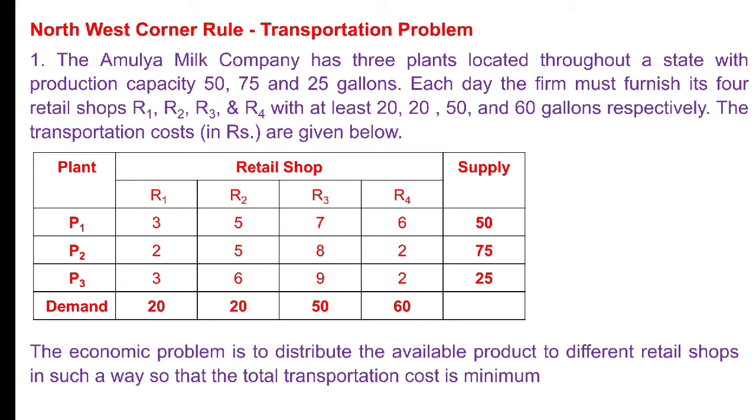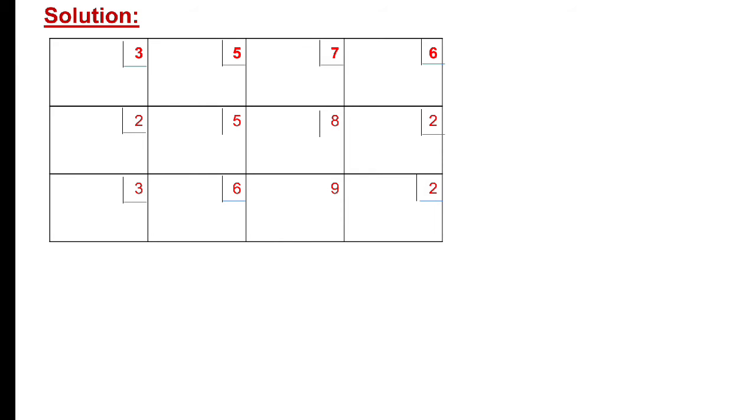Moving the goods or vehicle charges is given. The demand and supply should meet with a minimum cost. That is our motive. Look at this table. The cost will be written in the small box. There is a transportation from plant to retail shop. Now, this method is called the northwest corner method. Northwest means the top left corner cell.